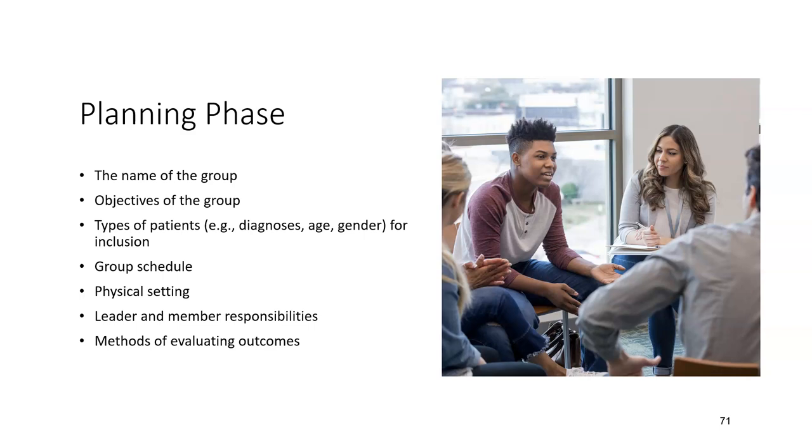We could take it super specific. I am going to do a breast cancer support group for young women in their 20s who've had a diagnosis of breast cancer. We're now specifying a diagnosis, an age, a gender. Or I could just do a breast cancer support group: anyone who's had breast cancer, male, female, 20 to 99, come on in. So it could kind of vary.